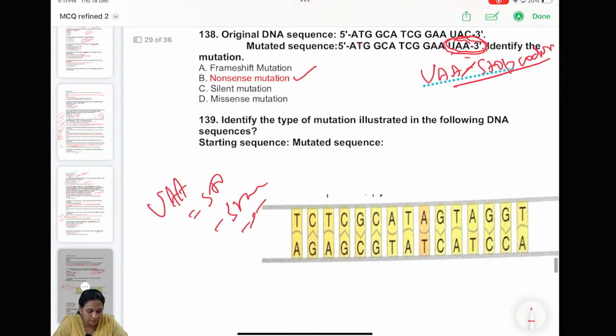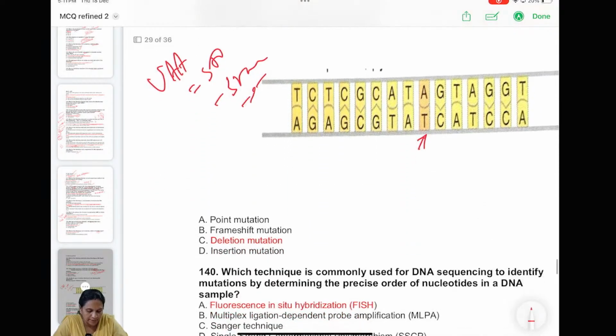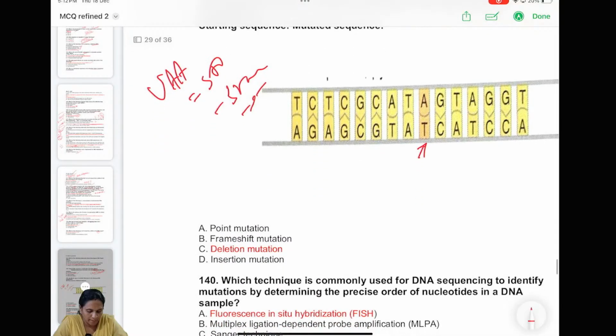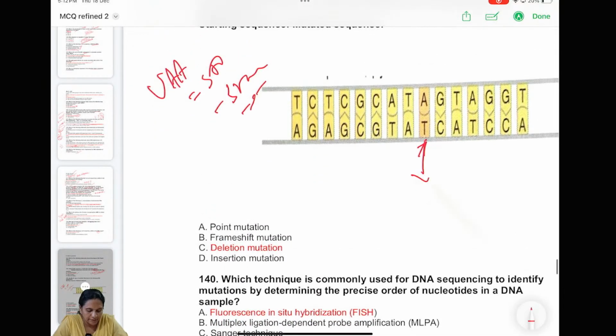Identify the type of mutation illustrated in the following DNA sequence. Starting sequence, mutated sequence. See here, this is deleted, so a deletion mutation occurs. If it is deleted, the function of the gene will be altered. There will be a mutated gene.